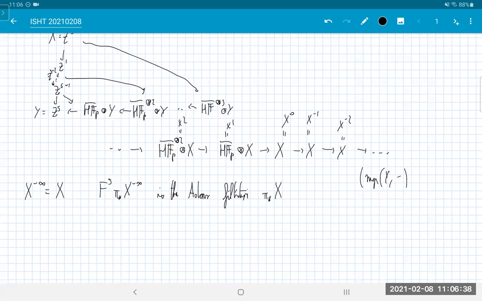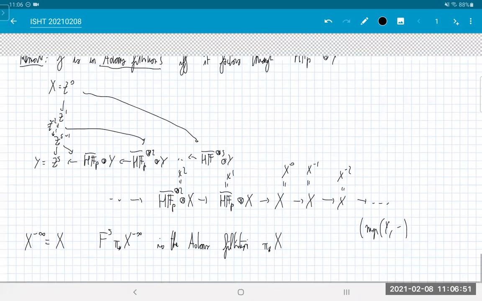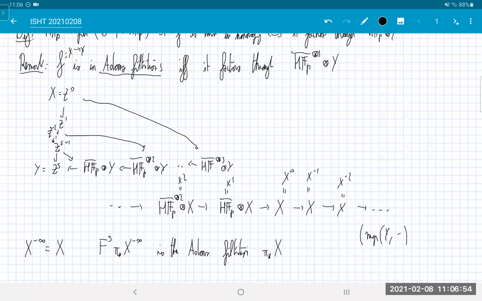Okay, can I continue with this swapping of X and Y, or is it too confusing? Okay, let me pause because I think I've lost you. So the step here is we want to describe the Adams filtration as a filtration of spectra. So we've proven that a map from X to Y is in Adams filtration X if and only if it factors through this map. Are we good with this?